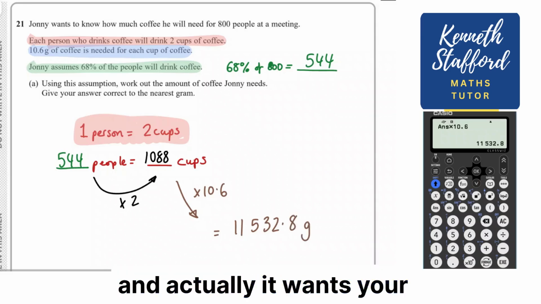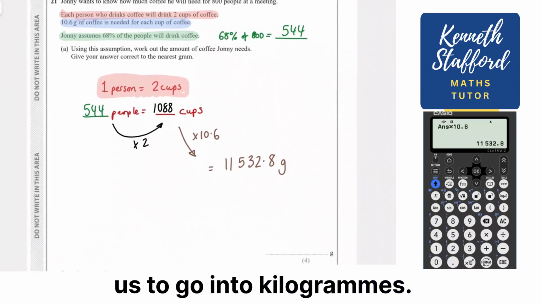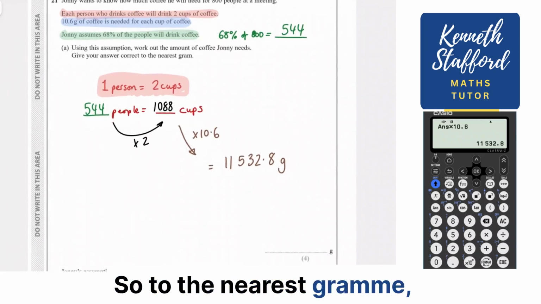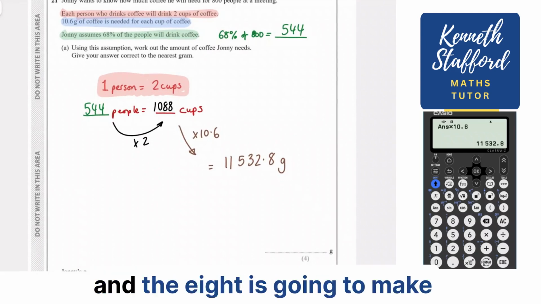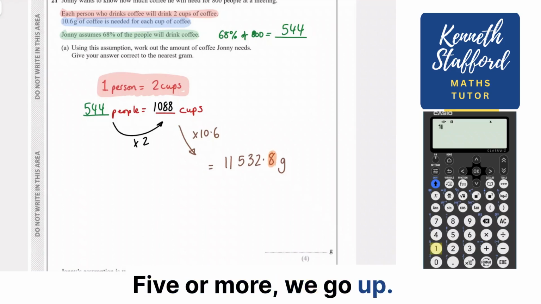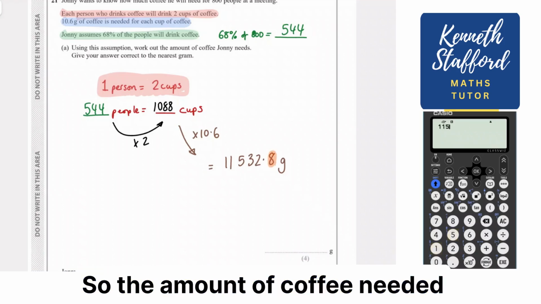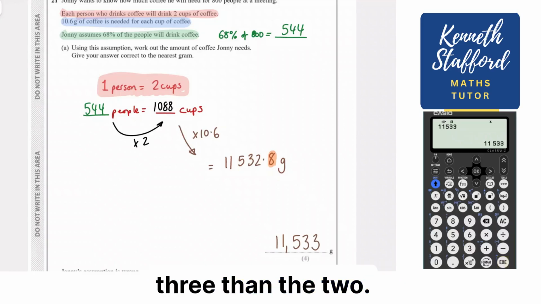Oh, and actually it wants your answer correct to the nearest gram. I was wondering if it would want us to go into kilograms. So to the nearest gram, we're going to use the rules of rounding, and the 8 is going to make the decision here for us. 5 or more, we go up. So the amount of coffee needed is 11,533 grams, because it's closer to the 3 than the 2.